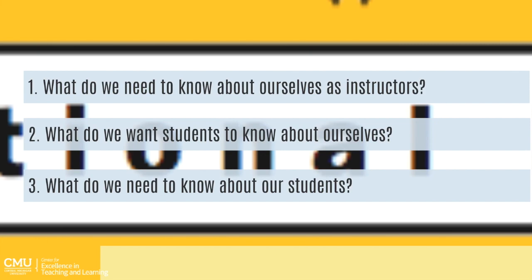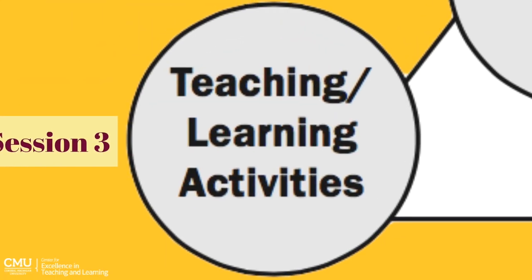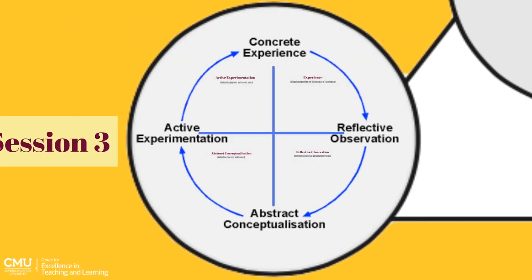And so that's really where that self-authorship piece comes in, the learning partnerships model. And we're going to talk about how that relates to Session 3, or teaching and learning activities. Now, specifically, when we think about teaching and learning activities, we really want to think about Kolb's experiential learning cycle, right? Because according to science and research, this is kind of the way the brain takes in information and makes sense out of it.